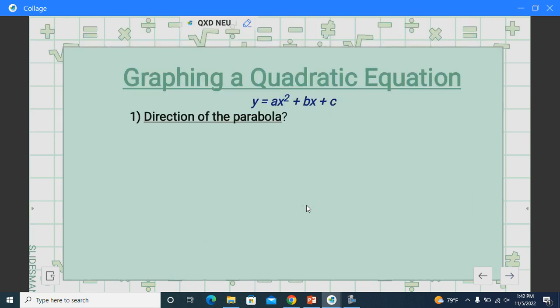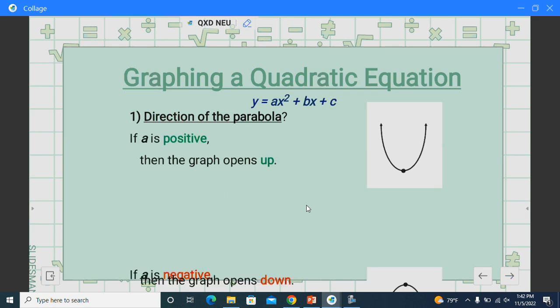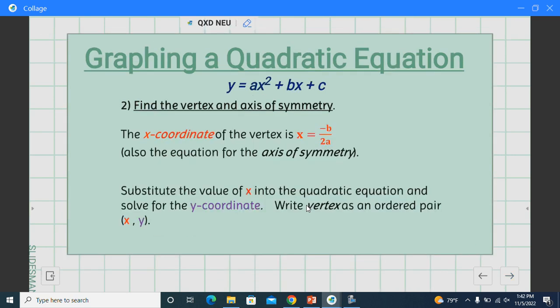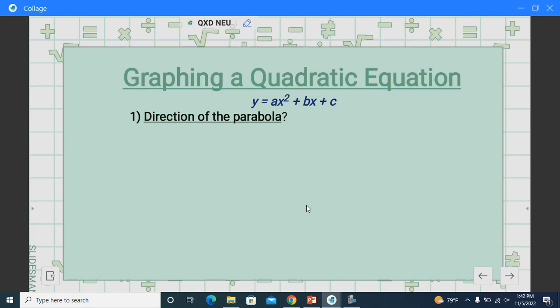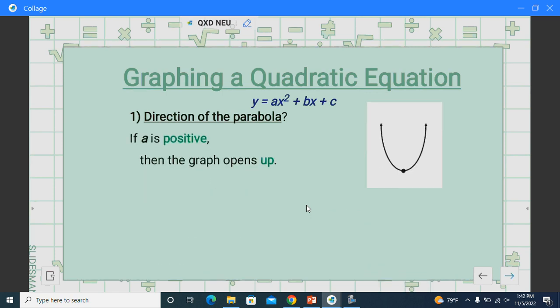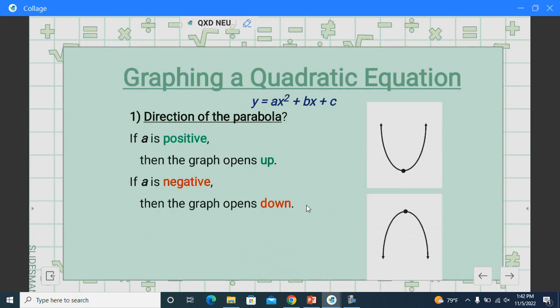So the direction of the parabola depends on the value of our a. That is, if a is positive, then the graph opens upward, opens up. And if a is negative, then the graph opens down.